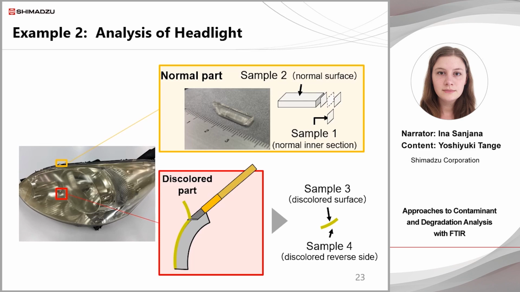For the normal part, we measure sample 1, the section obtained by cutting with a microtome, and sample 2 from the surface. To obtain a surface sample of the discolored part, we scrape off small pieces with a knife. In this case, the front surface was designated as sample 3 and the reverse as sample 4.